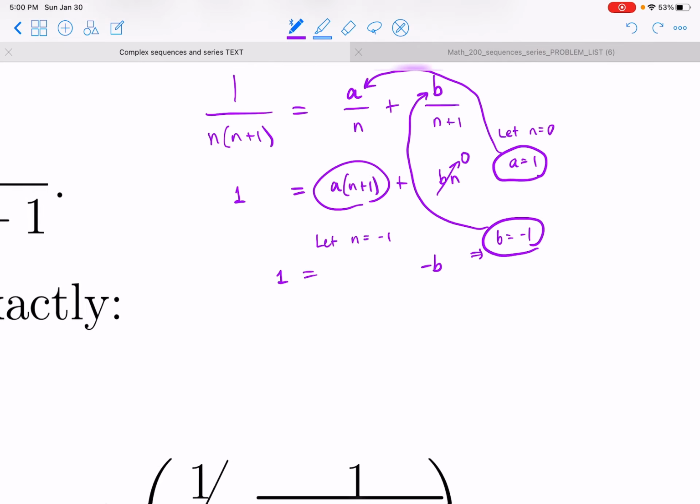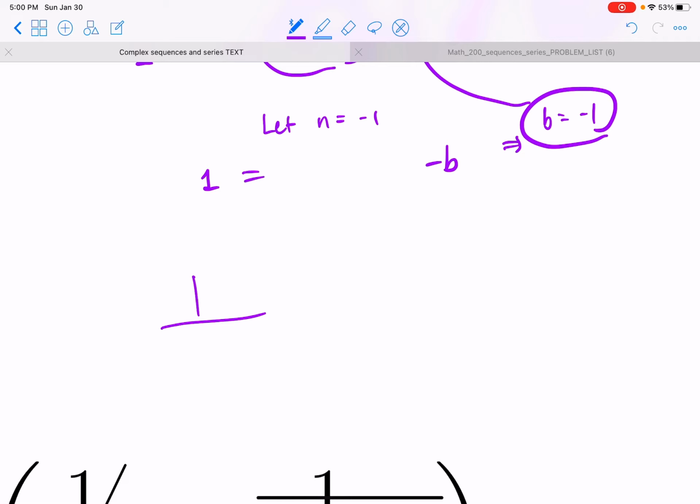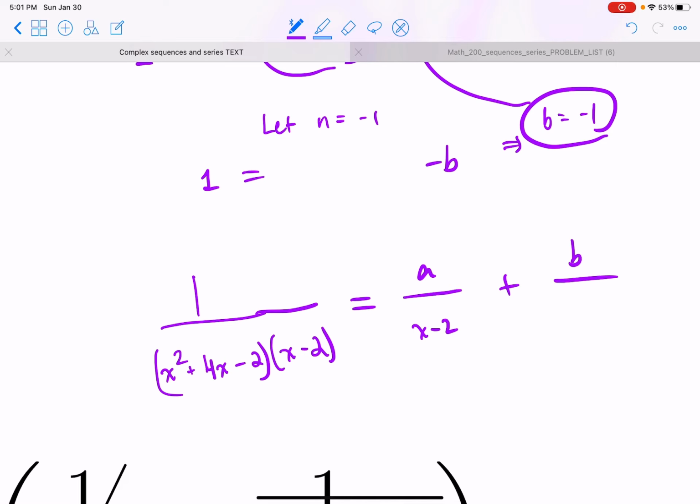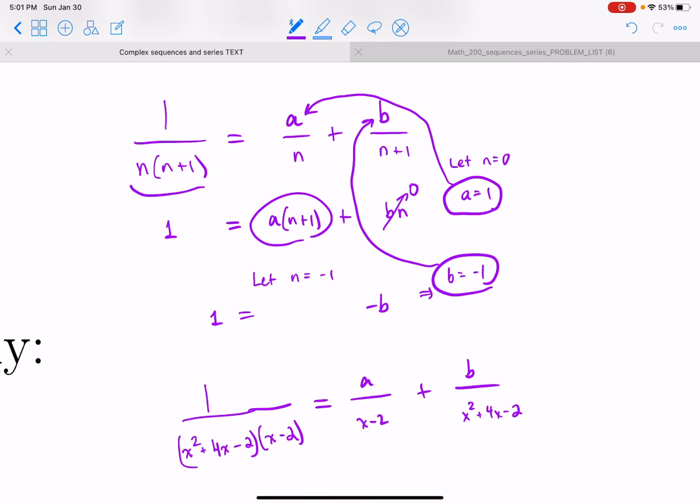And so you can do this in general if you have any expression in polynomials. You could try to rewrite it as something over x minus 2 plus something over x squared plus 4x minus 2. And by clearing denominators and plugging in the roots of these two factors, so n equals 0 is a root of that factor, n equals -1 is a root of that factor, and that's how I found those two numbers after I cleared denominators.